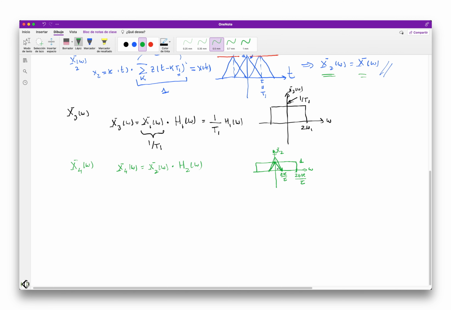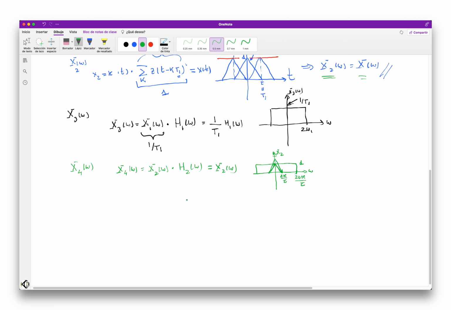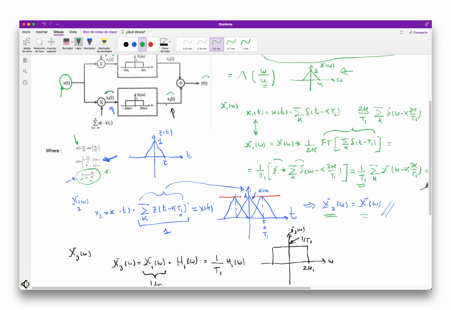If we multiply the triangle by the square, the result is the triangle, because the square is 0 outside of the triangle, and within the triangle it's multiplied by 1. So basically this is x2 of omega. This is what we get at the output of the system H1. Okay, let's keep moving forward.